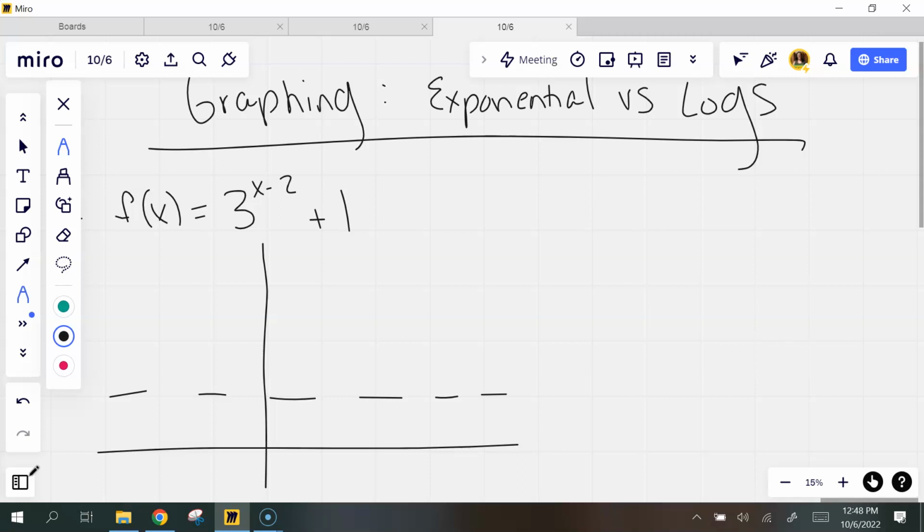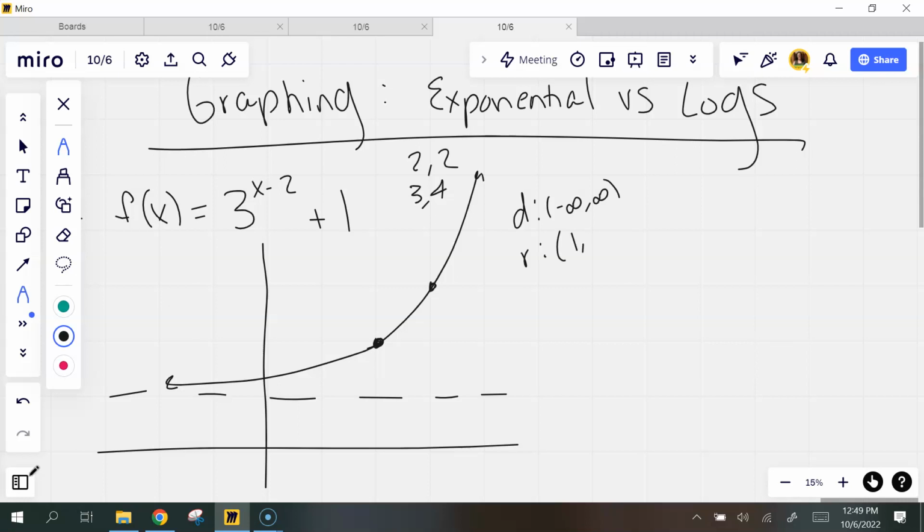So a normal one would cross, well, let's just plug in a couple points. Let's plug in 2. Plug in 1 more, maybe 3. So there we go. Domain? That's right. Range? Range is 1 to infinity.